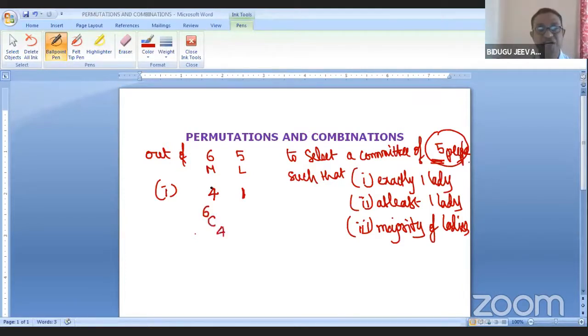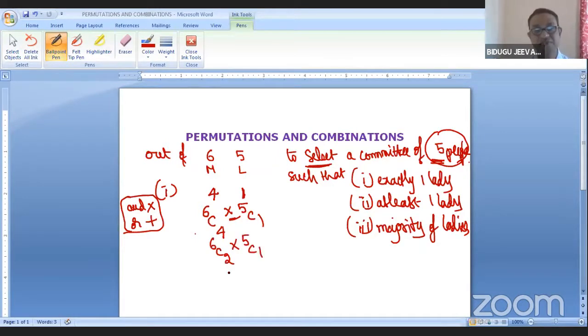See, this can be expressed as 6C4, that means out of 6, I'm selecting 4, into 5C1. Into is nothing but and. Wherever you find and, it means into; or means plus. You just remember this one, right? Following the simplification, 6C4 or 6C2, which is similar, into 5C1.